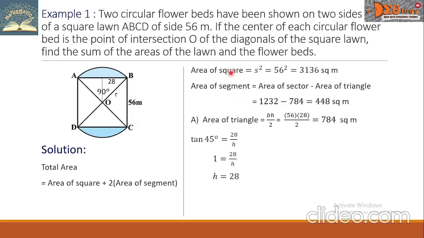So we have now the area of square plus twice the area of segment that we will substitute in here. So 3136 plus 2 times 448. The product of 2 and 448 is 896, and the sum is 4032 square meters. This is our answer.